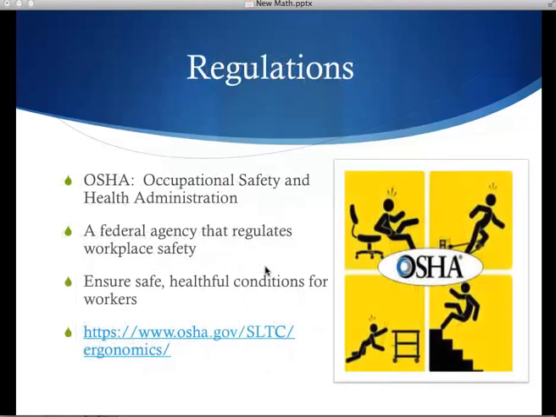Next, ergonomics also has regulations. The Occupational Safety and Health Administration is a federal agency that regulates workplace safety. It is an agency that ensures safe and healthful conditions for workers.